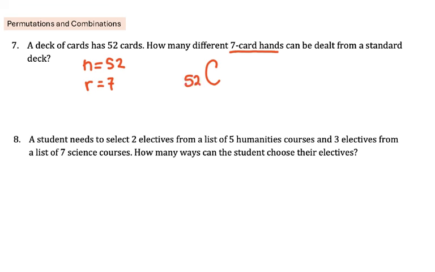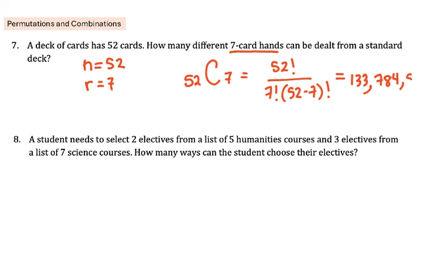So we're going to say 52 choose 7, which is 52 factorial over 52 minus 7 factorial, 7 factorial. And when you put that in your calculator, you get, wow, it's a very big number. It looks to me like 133 million, 784,560. So many, many ways to deal 7 cards from a 52 card deck.